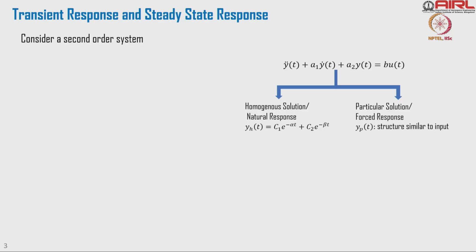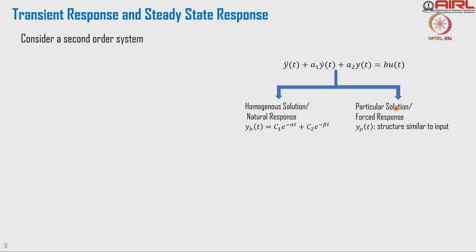For this particular course, we'll consider only a second order system. Typically, a differential equation of a second order system can be written in the form y double dot plus a1 y dot plus a2 y equals b u of t. This could give a homogeneous solution, which is the natural response: yh of t is c1 e power minus alpha t plus c2 e power minus beta t.